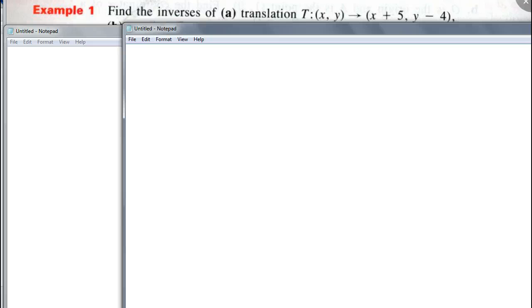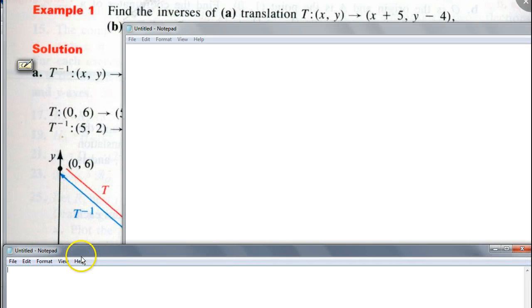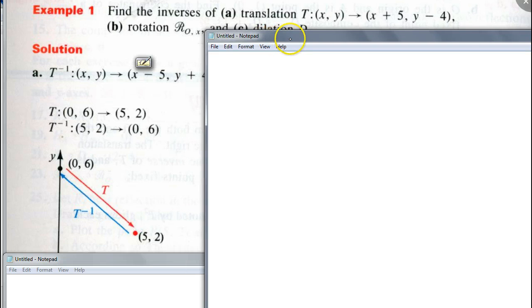Okay, so who thinks they know? Jonathan, what did your group come up with? Yeah, so the T inverse will be x minus 5 comma y minus 4? Y plus 4. Would it not, guys? So here's an example. Isn't this what you get?